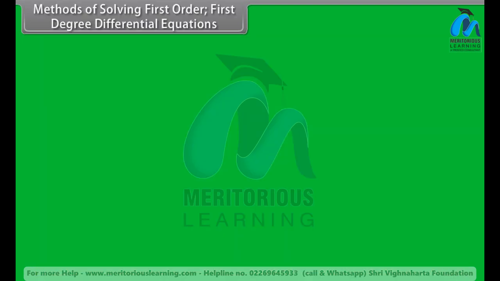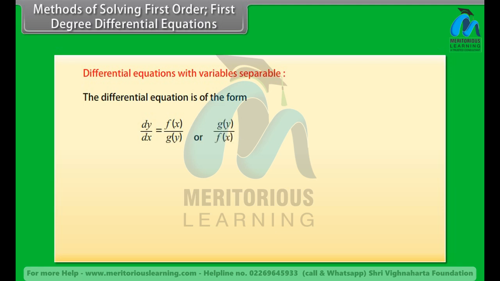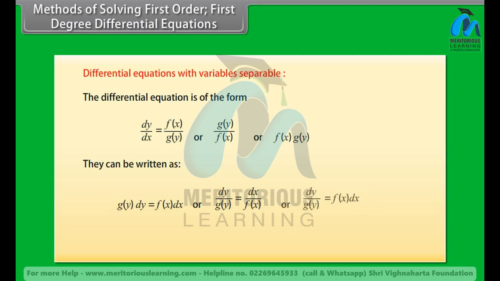Methods of solving first order, first degree differential equations. Differential equations with variable separable. The differential equation of the form dy by dx equals f(x) by g(y), or g(y) by f(x), or f(x) into g(y), can be written as g(y) dy equals f(x) dx, or dy by g(y) equals dx by f(x), or dy by g(y) equals f(x) dx respectively, and after that they get integrated. Example.